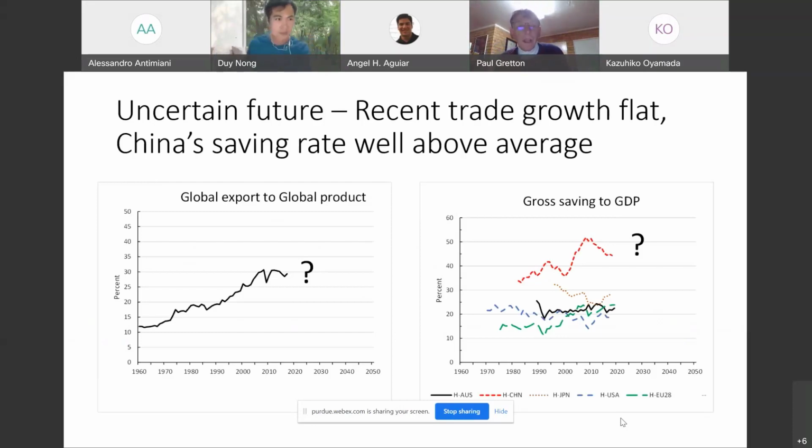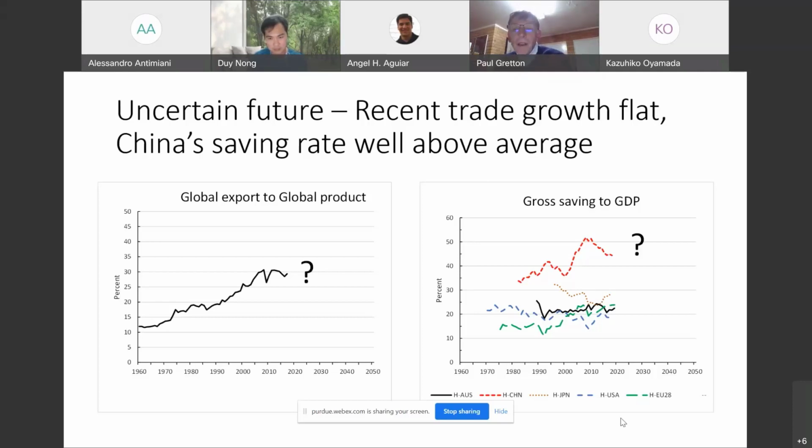Now, the first thing that we can observe, and it's very common in the literature, is that the future is uncertain, in the trade area and in the savings area. For example, when we look at global exports as a measure of globalization, we see that the ratio of exports to global product is flat after a period of extensive growth. So the question is, what will the future be, and how might that affect the trading relationships between countries?